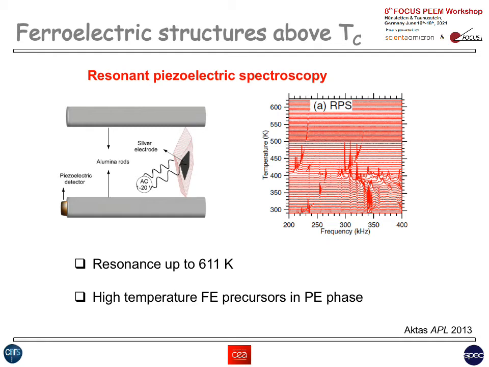So these resonances exist up to 600 K, and they're thought to be due to ferroelectric precursors which form already in the high temperature, high symmetry paraelectric phase.